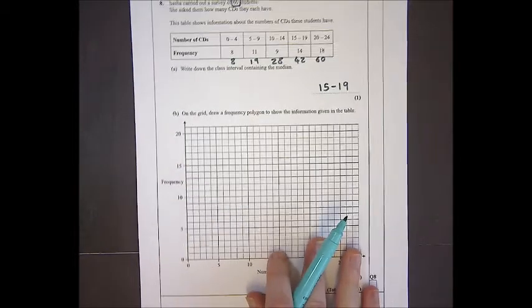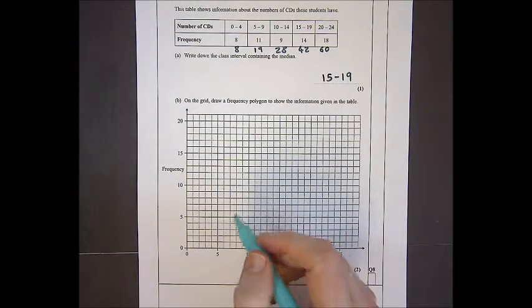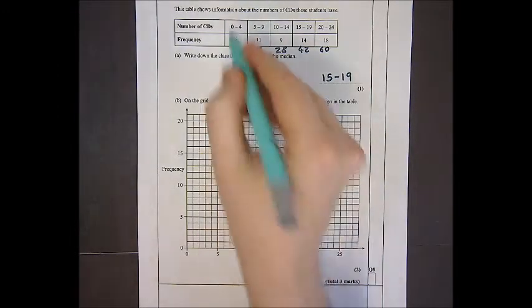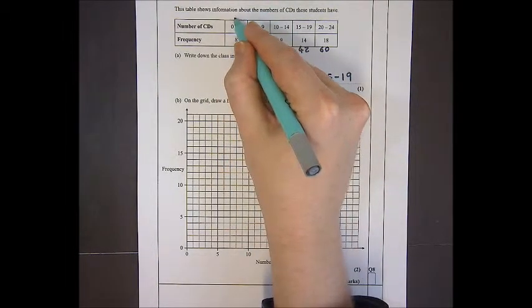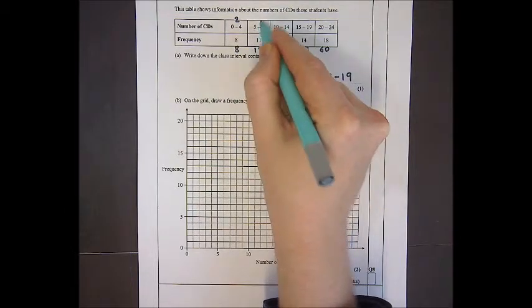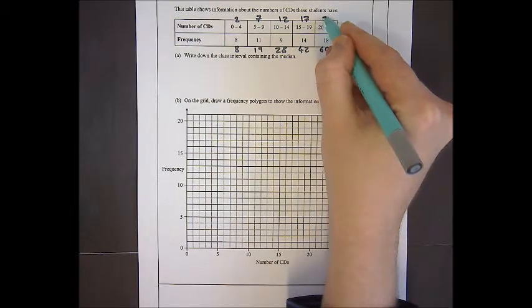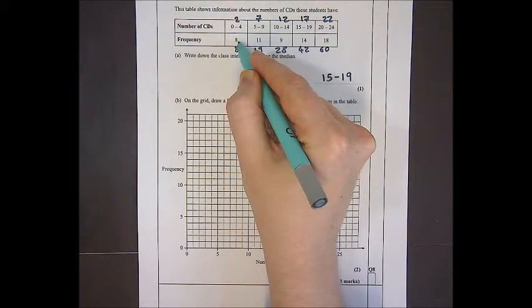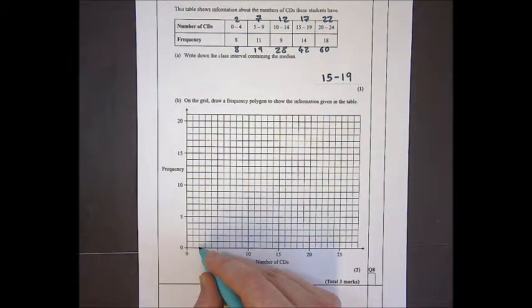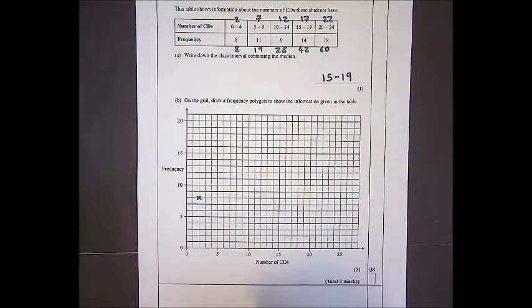On the grid, draw a frequency polygon to show the information being given in the table. So, number of CDs, 0 to 4. Now we're going to pick a midpoint here. We're going to pick that as 2. A midpoint here, 7, 12, 17, 22. And I'm going to plot this 2 here against this 8 here. So go 2 squares along, and we're going to go 8 up, and that is the first point plotted.